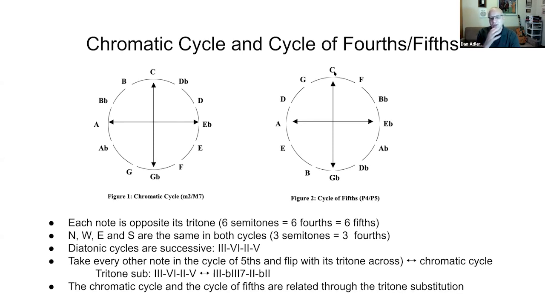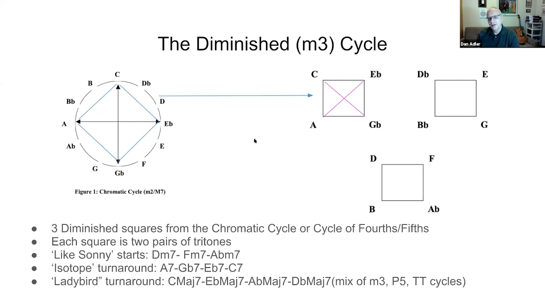And then you can also link these two cycles. Right now, think about this. We're going from C to F. Now flip F with its tritone, halfway across. So now you're C, B, B flat. And so now you're basically turning a cycle of fourths into a chromatic cycle. So that basically shows you the tritone substitution and all that type of stuff.